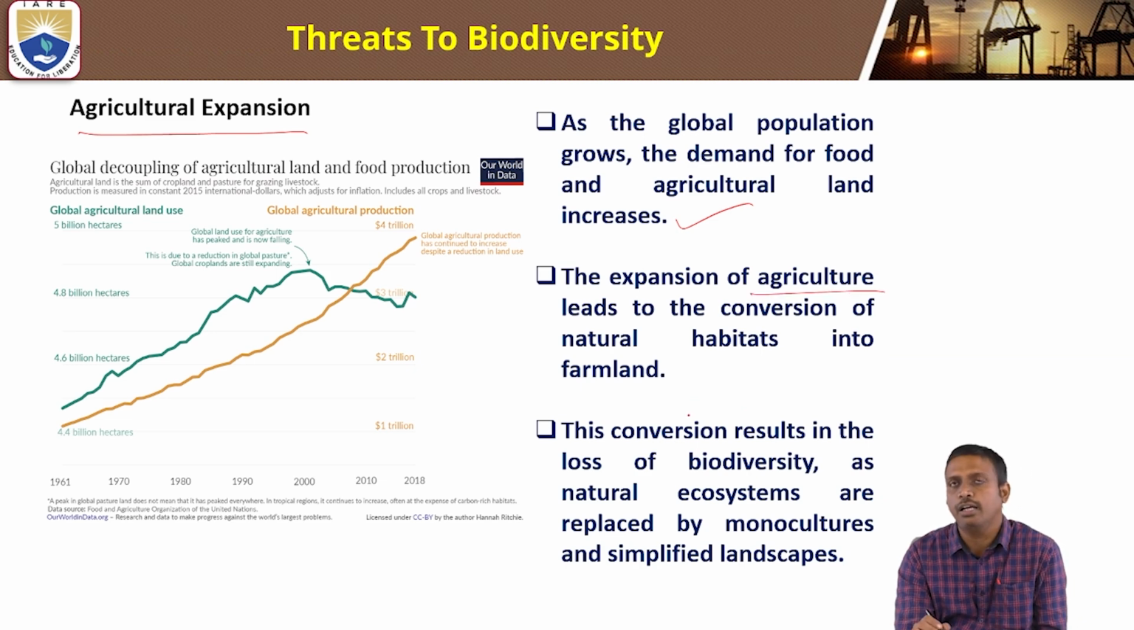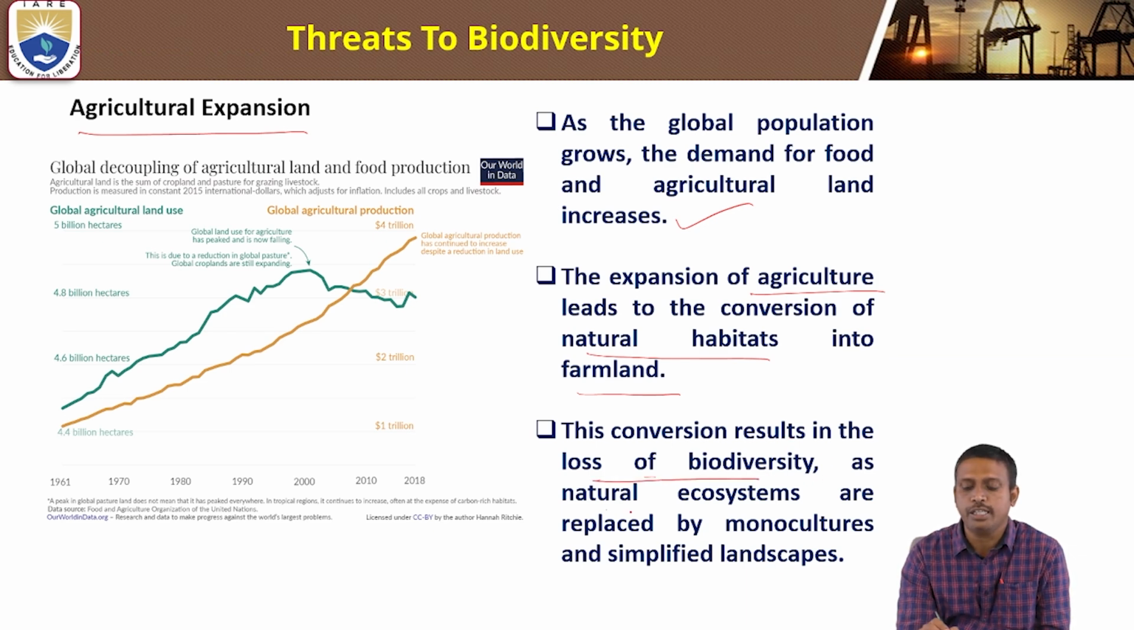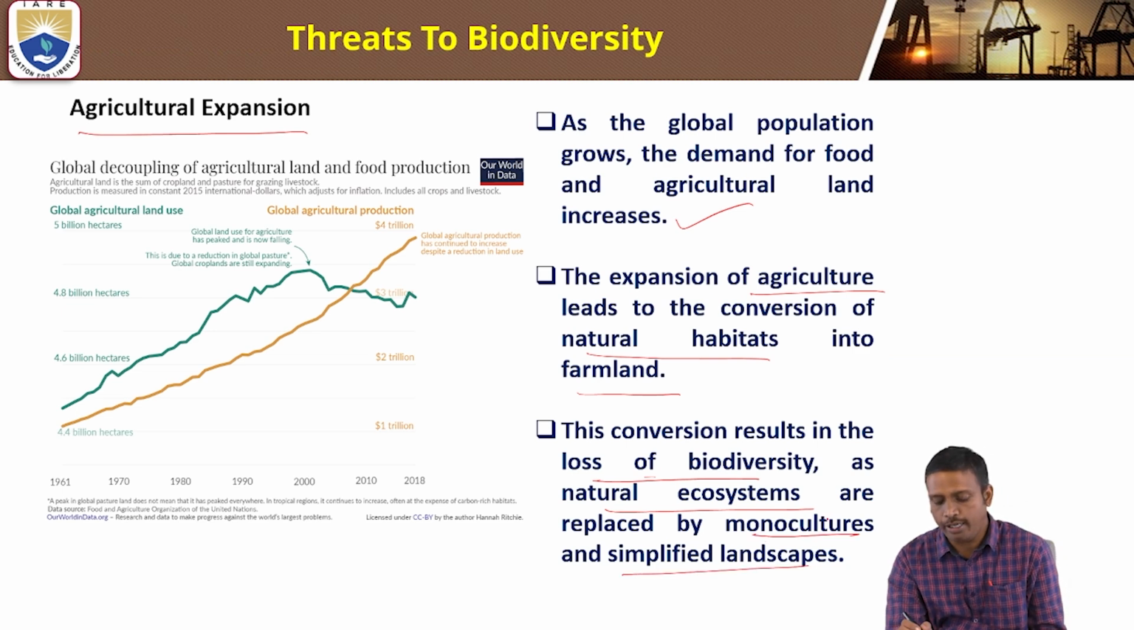Expansion of agriculture leads to the conversion of natural habitats into farmland. This conversion results in loss of biodiversity as natural ecosystems are replaced by monocultures and simplified landscapes.